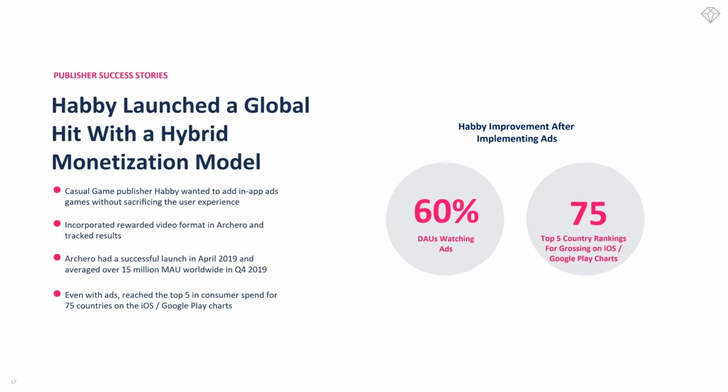Okay, and for the last example here, we have a casual game publisher who wanted to add in-app ads, again, without sacrificing that user experience. They incorporated, again, another example, rewarded video in Archero and tracked those results. And so this game was able to have a successful launch in April of 2019, and it was still averaging over 15 million monthly active users in Q4 of last year.